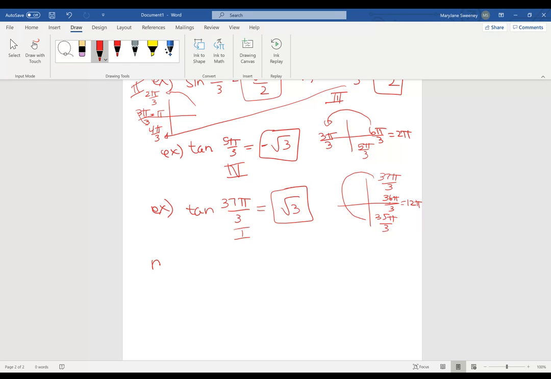Now, the key is, one thing is that this method only works if the fraction is reduced.